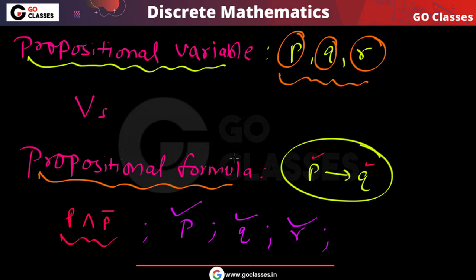And also you can do negation, implication, bi-implication, conjunction, and disjunction. All these things you can do on propositional formulas. For example, I can say P implies Q implies P. This is also a propositional formula.